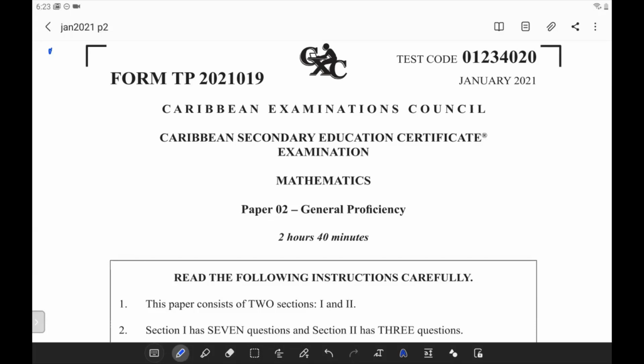Good day, everyone. Today we're going to be taking a look at the January 2021 past paper. This paper seems to be infamous because of how hard it was. So today we're going to be taking a look at it.